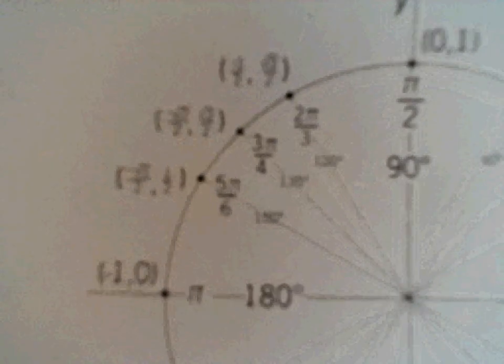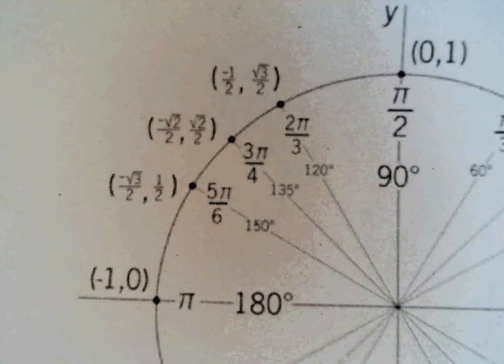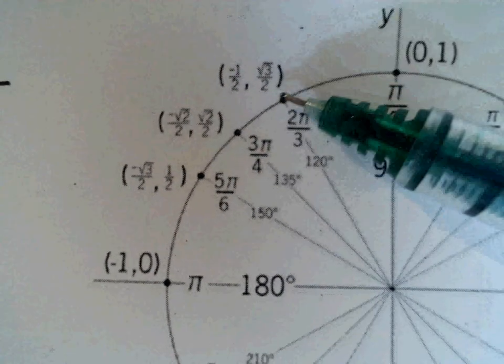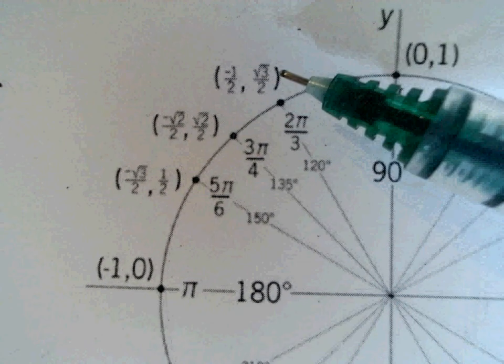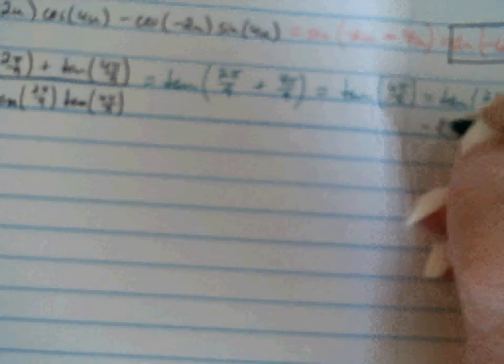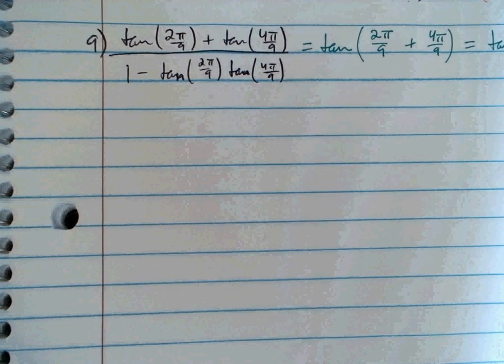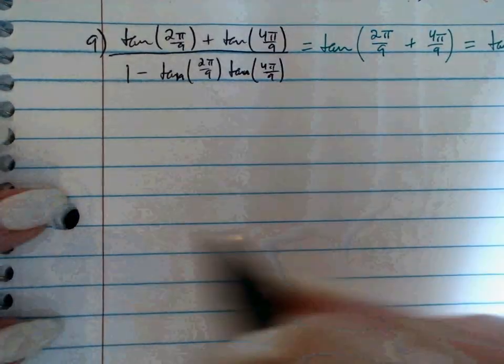So we're going to go to 2/3 pi, which is right here. Tangent is sine over cosine. So let's focus on this. Okay. So tangent is sine over cosine. So that's going to be square root of 3 over negative 1, which is just going to be negative square root of 3. And there we go. Alright.